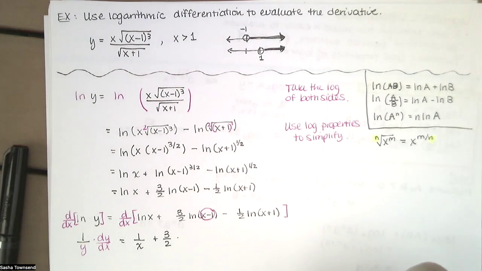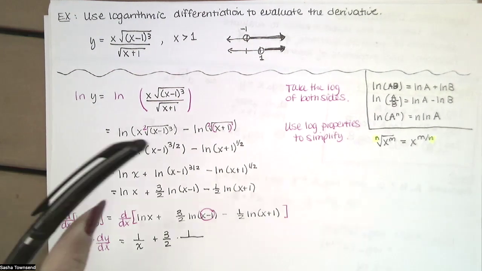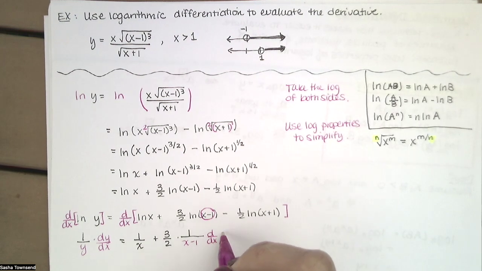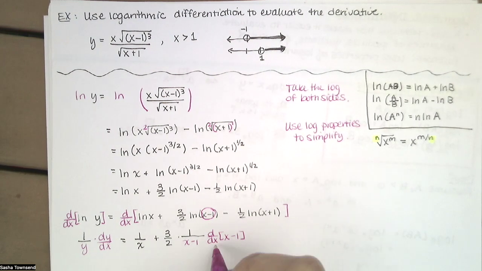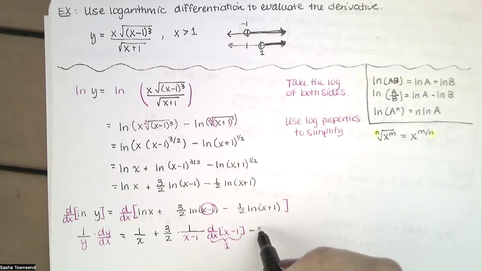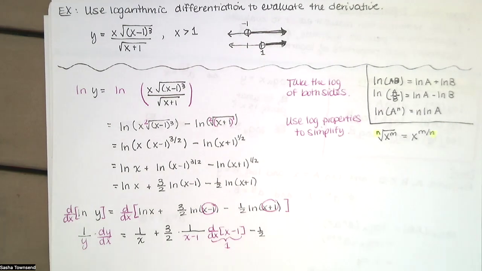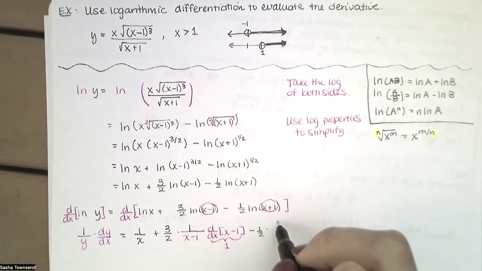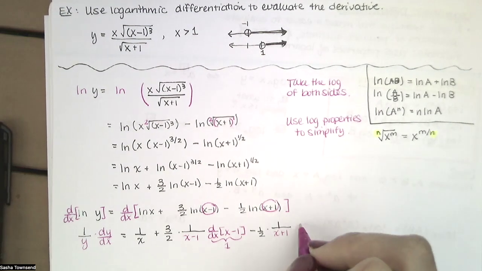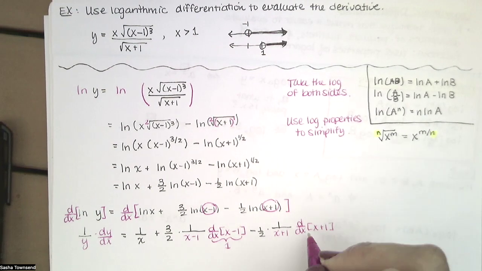Well, there's an inside function there. The derivative of the log of some function is 1 divided by that function times the derivative of the inside by the chain rule. And the derivative of the inside is a 1. Then we bring the negative 1/2 down, and we see another inside function. That's that x plus 1. What's the derivative of log of that function? It's 1 divided by the function times the derivative of the inside by the chain rule. And the derivative of the inside is a 1.